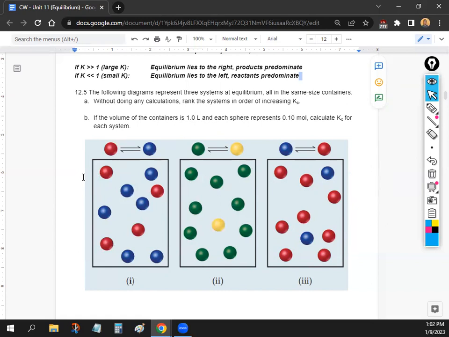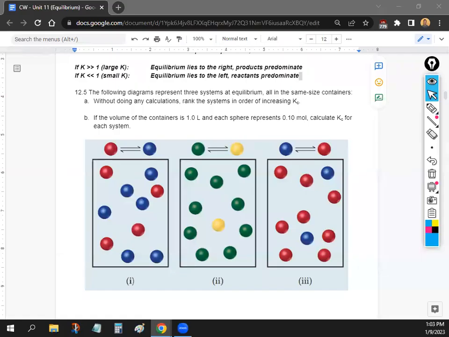So I want you guys to take a look at it. You can discuss it with the person next to you. Don't calculate it. Just by looking at it, I want you guys to talk with the person next to you about which one has the highest equilibrium constant and which one has the lowest. Take about a minute to do that. Rank them in your head, and then we'll go over it together, okay?